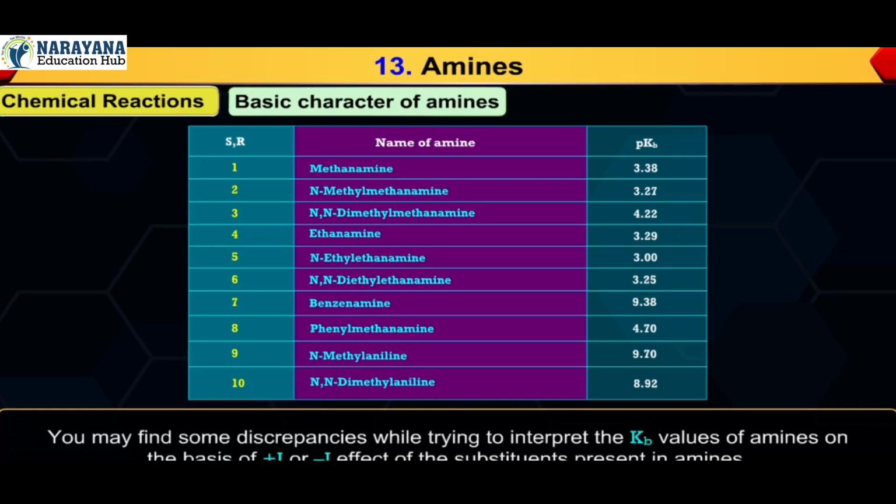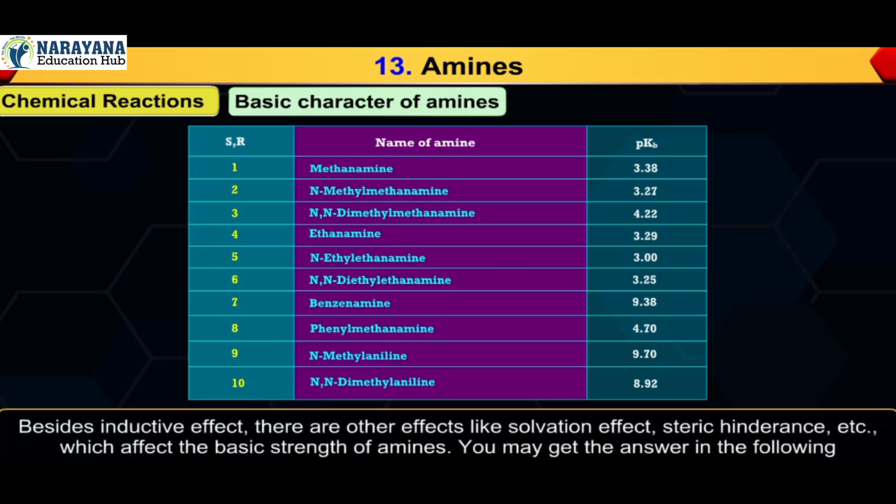group. You may find some discrepancies while trying to interpret the Kb values of amines on the basis of the +I or -I effect of the substituents present in amines. Besides inductive effect, there are other effects like solvation effect, steric hindrance, etc., which affect the basic strength of amines. You may get the answer in the following paragraphs.